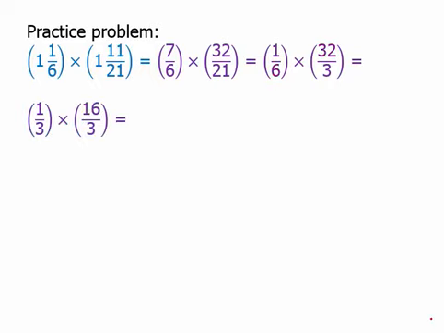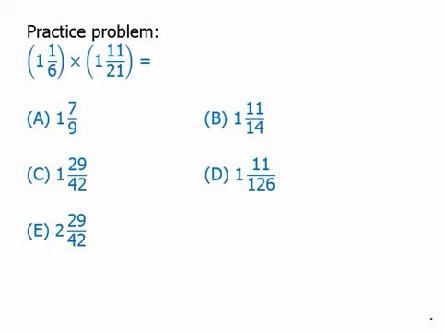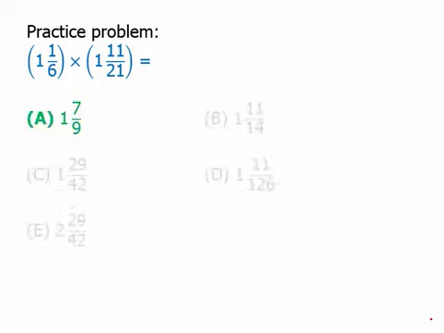Well, now that we've canceled everything, we're down to the lowest terms that we can get. So now we'll just multiply, and we get 16 over 9. Well, now that we have our answer in improper fraction form, we'll change this back to a mixed numeral. 1 and 7/9. That's the actual product, 1 and 7/9. So go back to the answer choices, and we select the correct answer choice A.